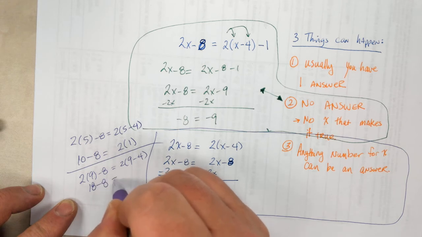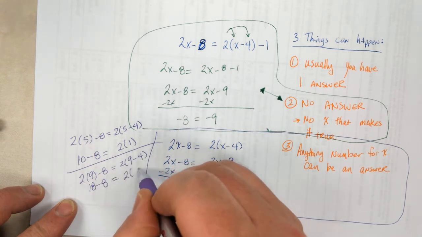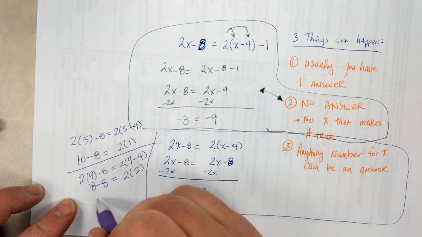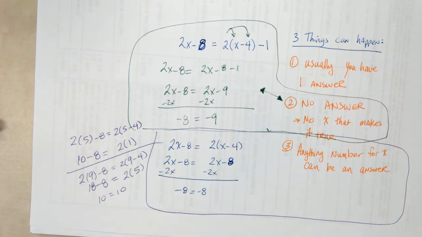18 minus 8 equals 2 minus 5. Yeah, see? 10 equals 10. So, I mean, you're not going to get the same answer, but you're going to get the same true answer. Correct. You're going to get something that's true. That's true. Right. And that's what makes it a solution.